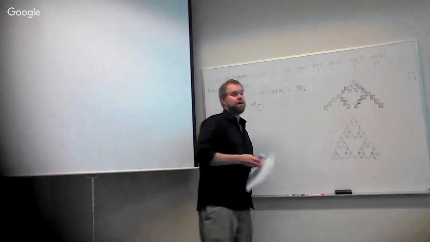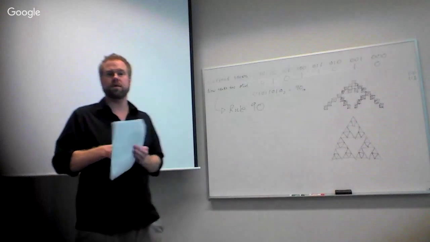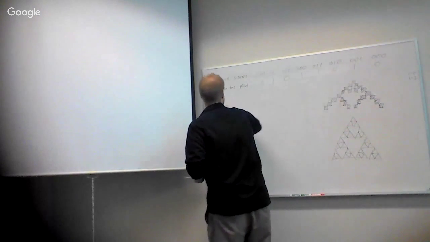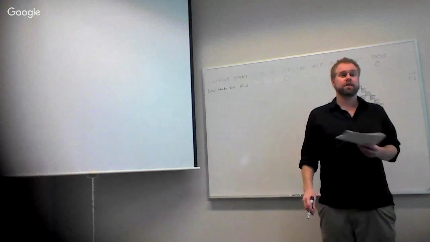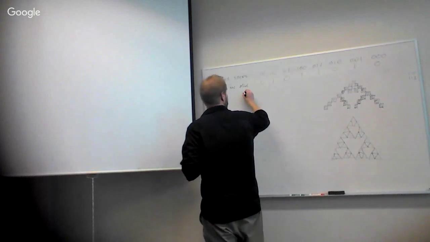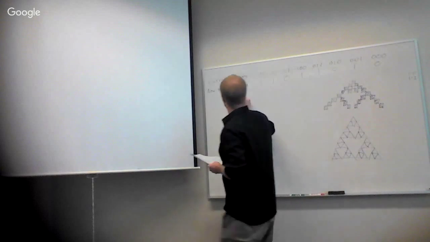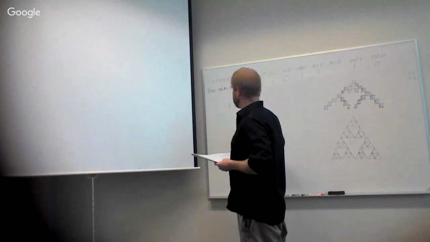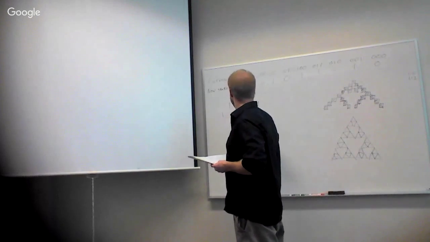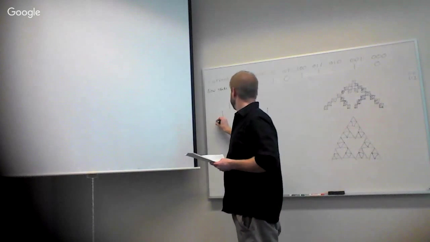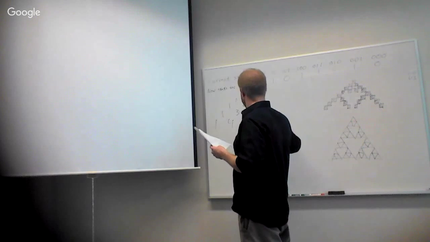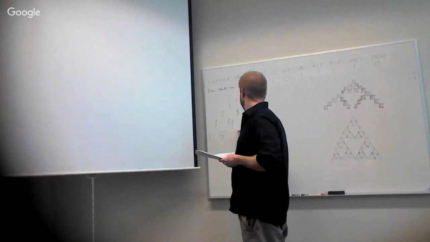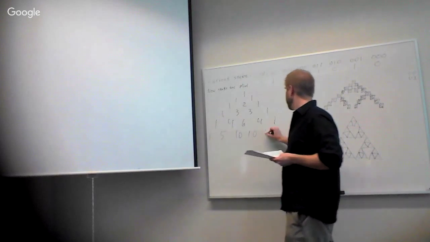Anybody remember a thing called Pascal's triangle? So, what does Pascal's triangle look like? One. One, one. One, two, one. One, three, three, one. One, four, six, four, one. We'll go one more: one, five, ten, ten, five, one.